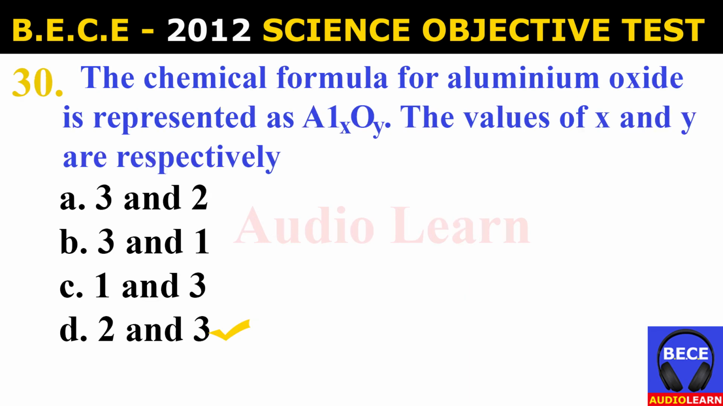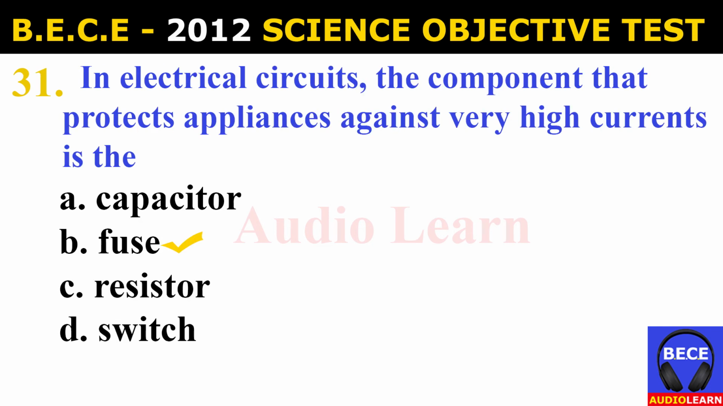Number 30. The chemical formula for aluminium oxide is represented as AlxOy. The values of x and y are respectively A. 3 and 2, B. 3 and 1, C. 1 and 3, D. 2 and 3. And the answer is D. 2 and 3.